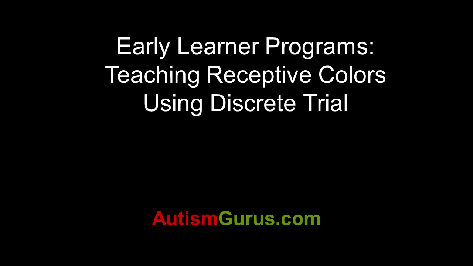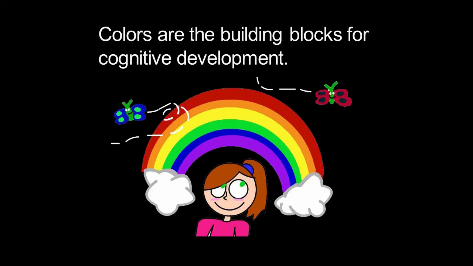In this video, we are going to learn how to teach receptive colors using a discrete trial format. Colors are the building blocks for cognitive development. There's a reason it's one of the first things kids learn in school, as well as some of the first words a child says. Separating things by colors is also usually the first major discrimination a child learns to make by separating toys or candy into preferred color piles. Making discriminations and organizing information is critical to higher level development such as reasoning, categorization, math, reading, and more.